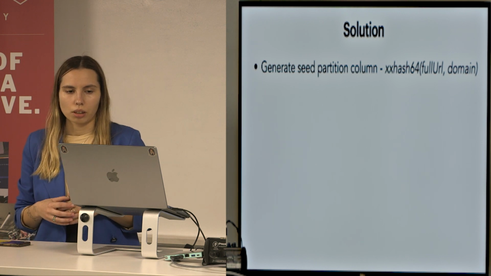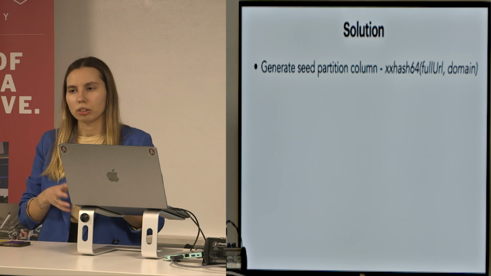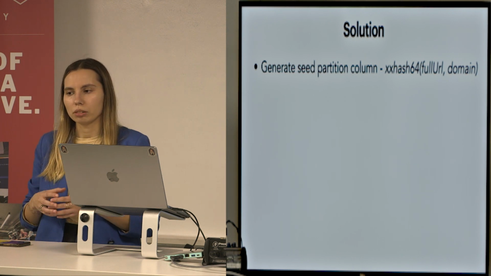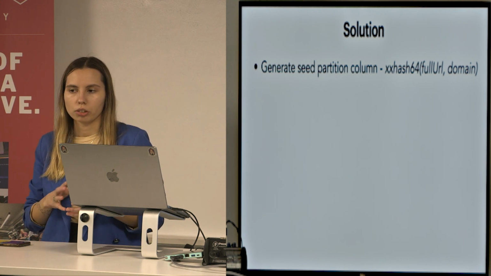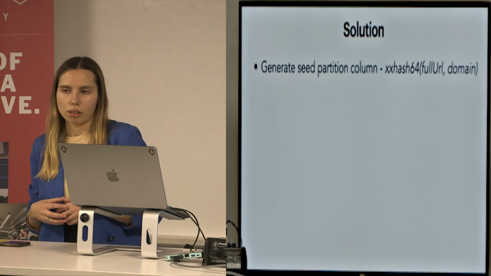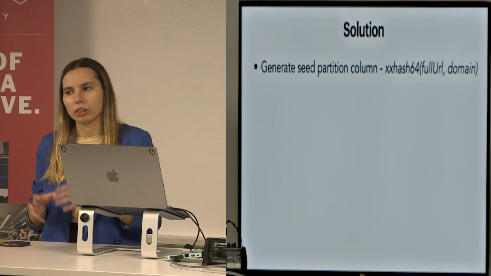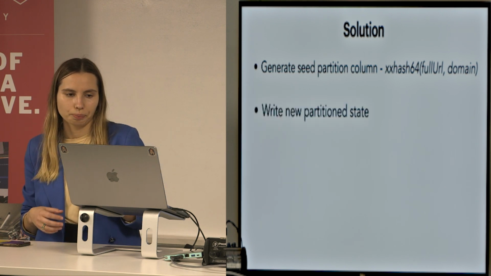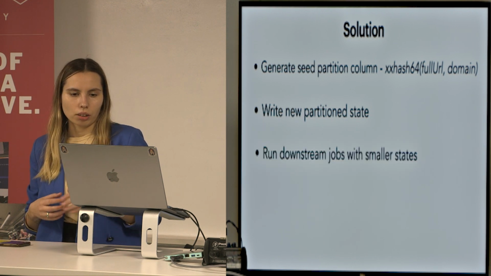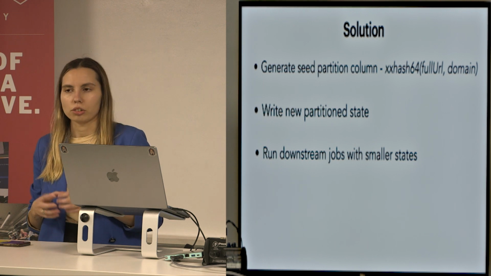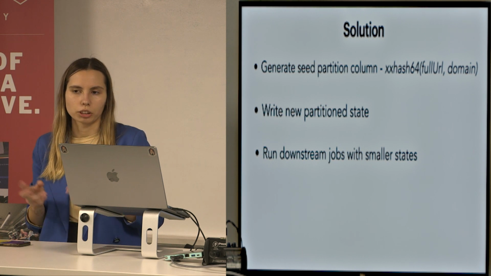And therefore, we use this mechanism of seed partitioning. You just create a new column by building a hash on top of one or many columns. That works quite well because in such a way we can control partitioning better, with more customizable partitioning than relying on the partitions that we have. So we wrote the new partition state from there. And we also needed to run the jobs that depend on this one, because there is the whole pipeline with smaller states.